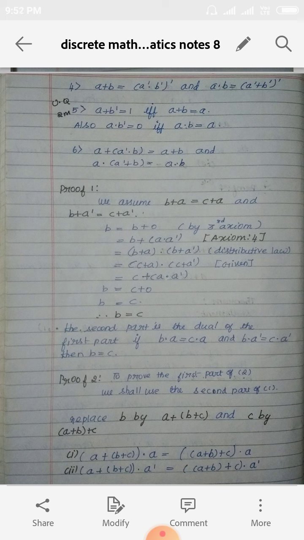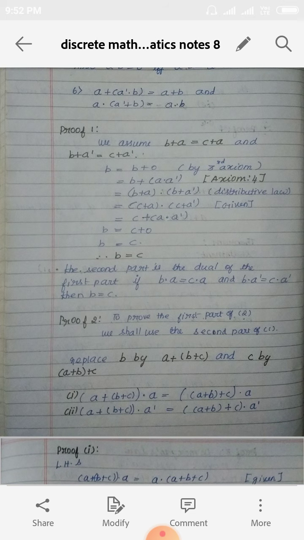And the next one, using the distributive law, that is b plus a dot b plus a dash. So again we have to apply the given condition, nothing but b plus a is equal to c plus a. So c plus a dot c plus a dash, that is c plus of a dot a dash. So a dot a dash is equal to 0. So we get b is equal to c plus 0. So b is equal to c.